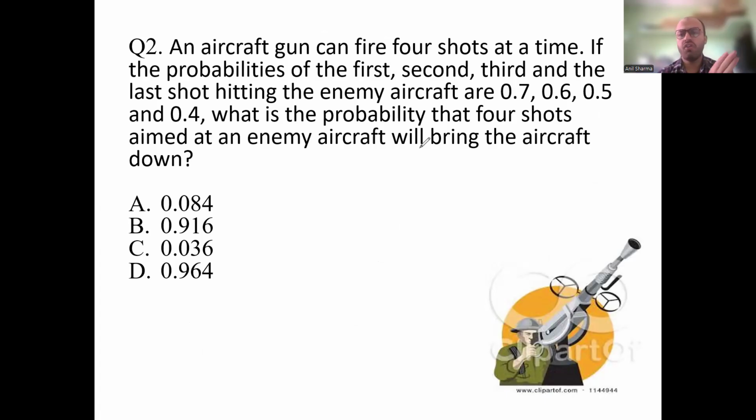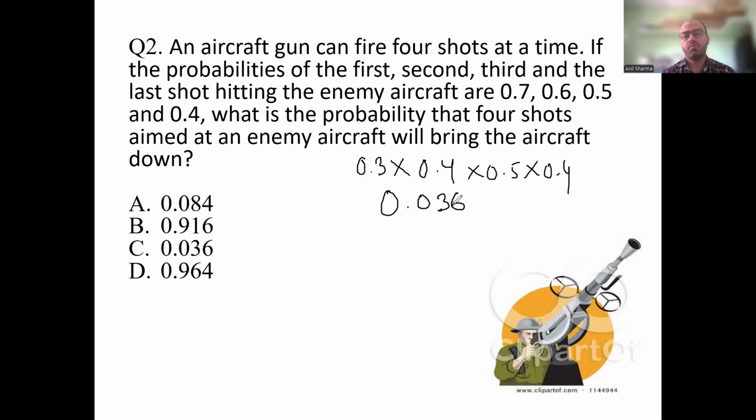Let's say none of the shots is hitting the aircraft. So what is that probability? 1 minus 0.7 is 0.3. And how much is this? 1 minus 0.6 is 0.4. This is 0.5. This is again 0.4, right? So what it comes out to be: 0.3 times 0.4 is 0.12, 0.12 times 0.5 is 0.06, 0.06 times 0.4 is 0.024... so 0.036, it comes out to be 0.036, right?